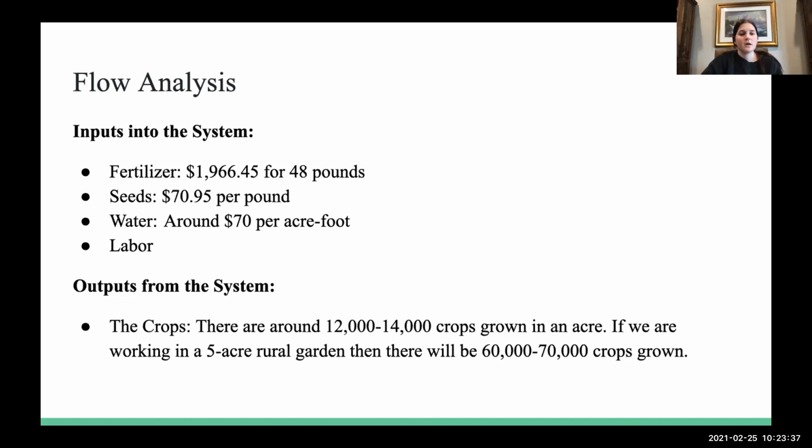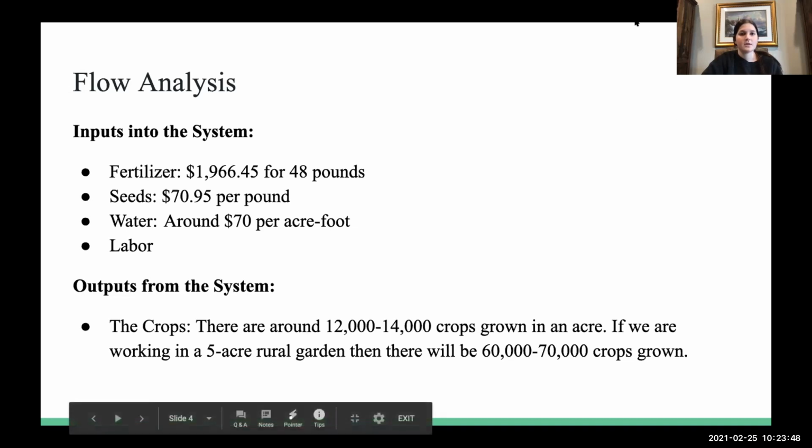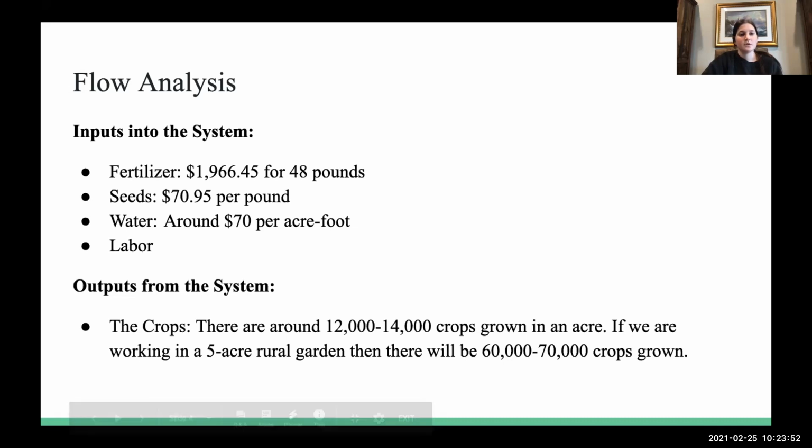We are still working on determining the exact amount of fertilizer and seeds, as well as how many gallons of water will be used. We also know that we need a tractor and attachments for the tractor, but we are still researching what size of tractor is needed and the exact attachments that will be best for the crops that we are growing.